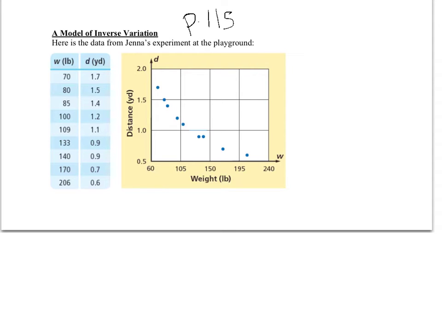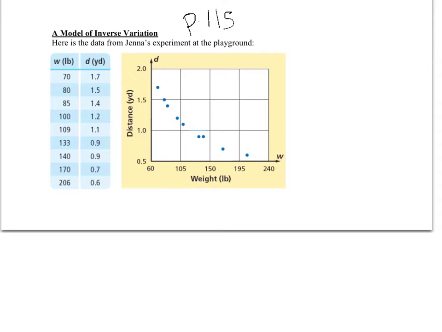So what she's doing is she's testing whether the distance has to change based on the weight of the person in order to balance the seesaw. So remember we talked about if you weigh less, you can be further away from that pivot point on the seesaw. If you weigh more, you need to be closer. Your distance needs to be less. So it's an inverse variation relationship.